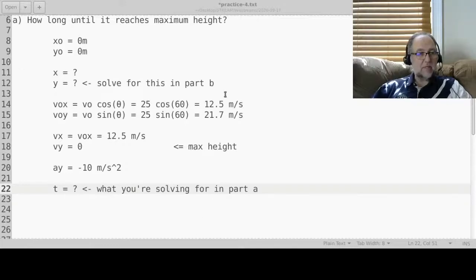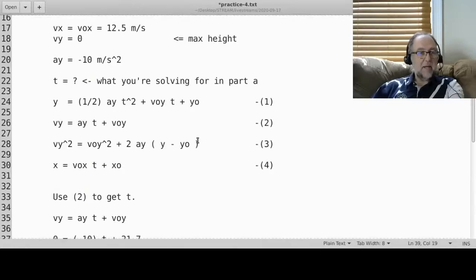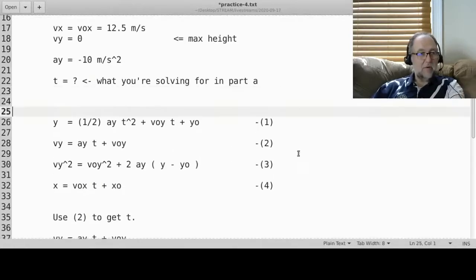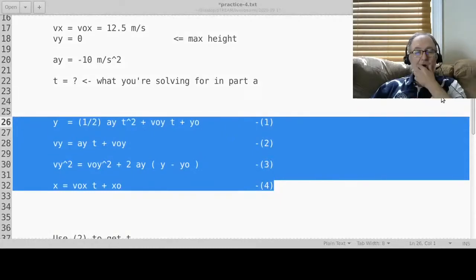I'm just going to cut and paste all the way down to the solution here. It's fairly straightforward, but I find that by cutting and pasting, I tend not to make as many errors. So these are the four equations that govern constant acceleration in 2D.